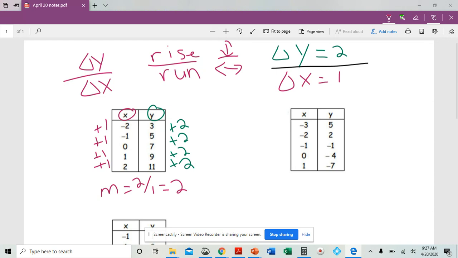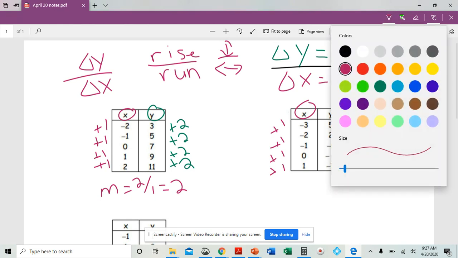All right, so let's go through another one. Let's do this one over here. So we have the x column is -3, -2, -1, 0, and 1. How did the x's start to move? How did we get from -3 to -2? Well, again, we added 1. We added 1 all the way down. So we know here that our change in x is going to equal 1.